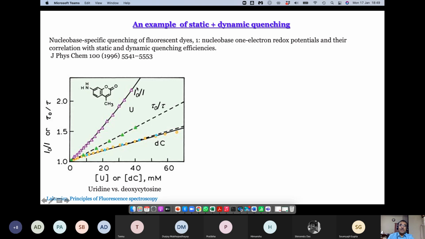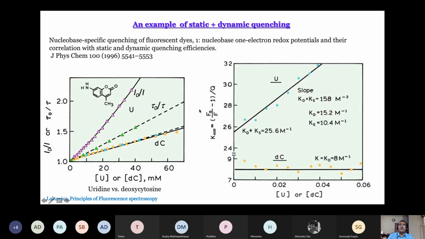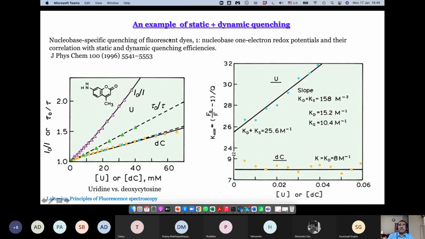So from this data, one can work out by plotting K apparent against the nucleotide concentration. See, in the case of deoxycytosine, both the Ks have come out to be the same. Well, K is equal to Kd only. That turns out to be 8 per molar.